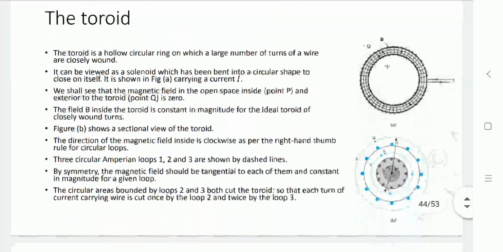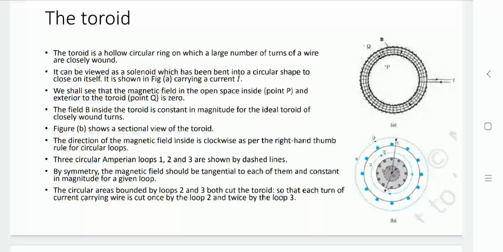Now go for the toroid. A toroid is basically a hollow circular ring with a large number of turns of wire closely wound. So we can say that it is a solenoid which has been made into a circular shape, closed on itself, carrying a current I. It can be viewed as a solenoid which has been bent into a circular loop.